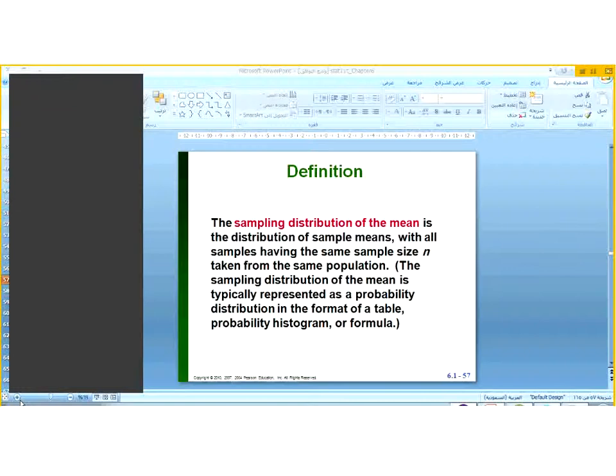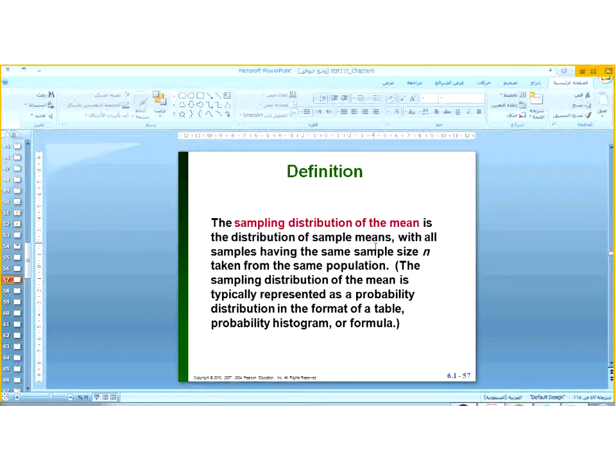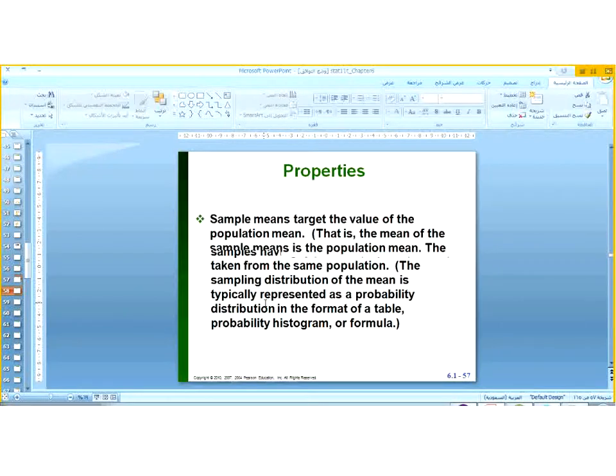So the sampling distribution of the mean is the distribution of the sample mean, with all samples having the same sample size and taken from the same population. If I have one population and I take several samples, each of size n, and calculate the mean of each sample, then I can find the distribution of the sample mean. It is typically represented as a probability distribution in the format of a table, probability histogram, or a formula.